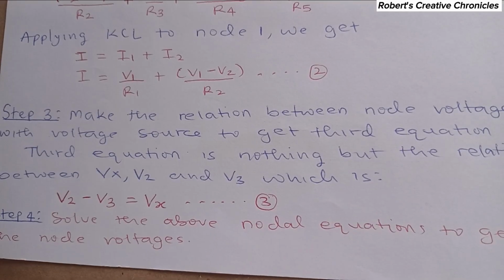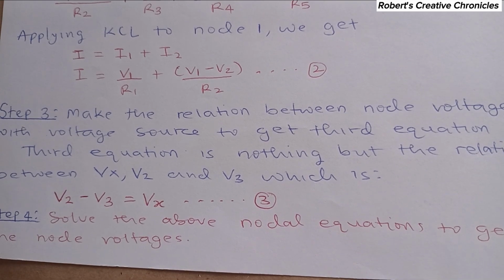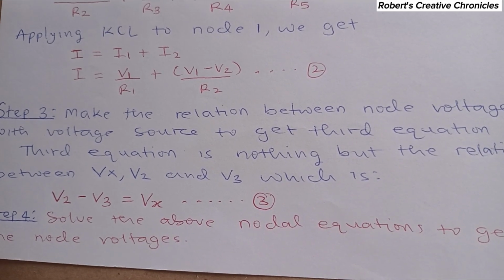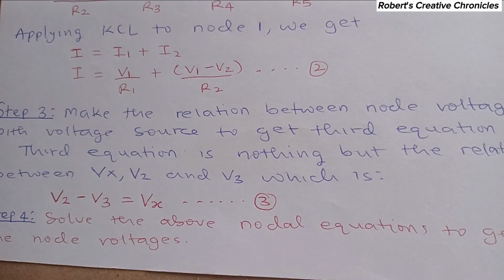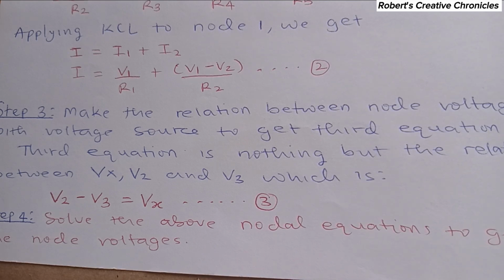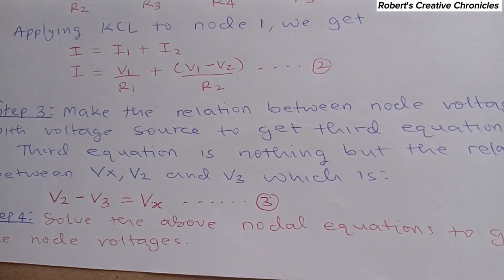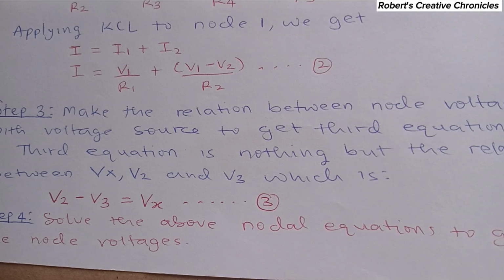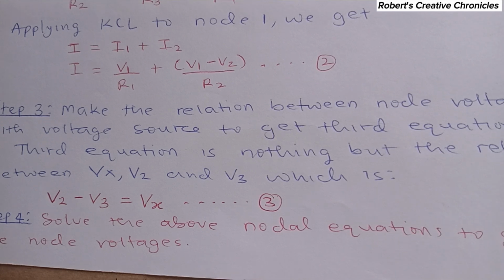So the fourth and final step: solve the above nodal equations to get the node voltages. You solve these three simultaneous equations using any method you want, either Cramer's rule, the elimination method, the substitution method, or the matrix inversion method, to get your final answers, your node voltages.